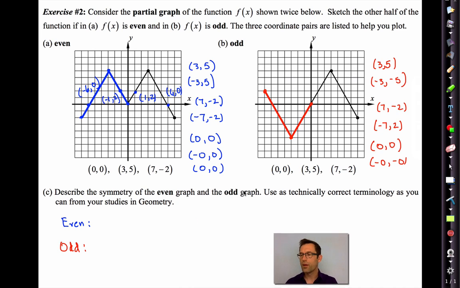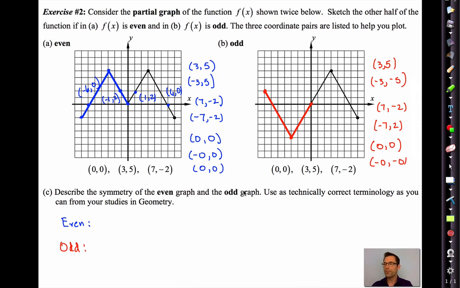Okay, well, assuming you've had geometry, this should be a piece of cake. An even function is symmetric across the y-axis. In other words, if I put a mirror right along that y-axis, it would show me this graph. Or, likewise, if I folded this graph across the y-axis, it would land on itself.